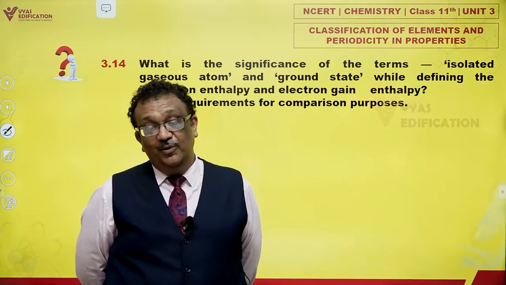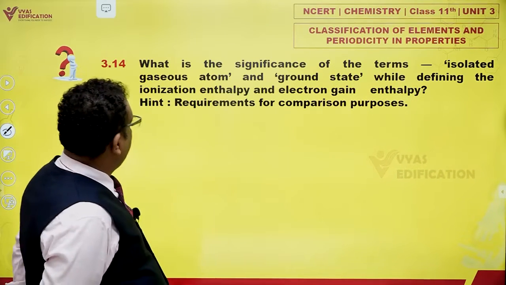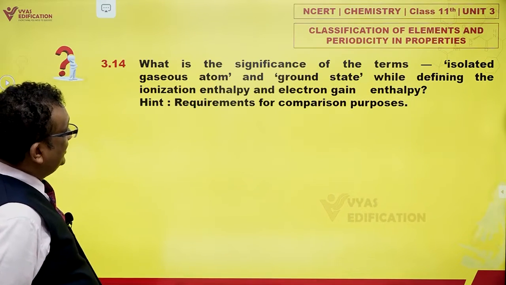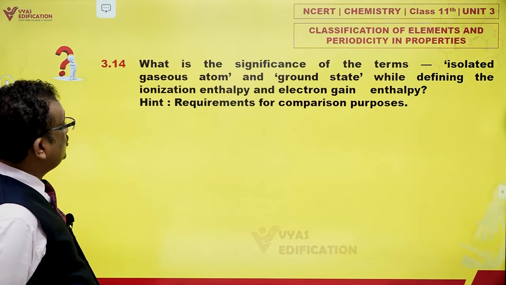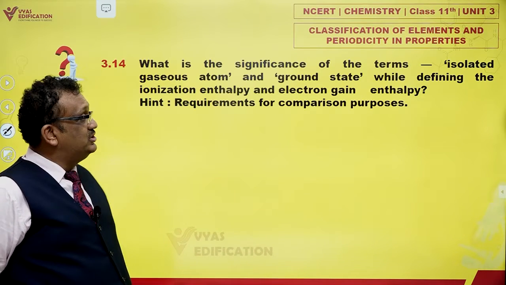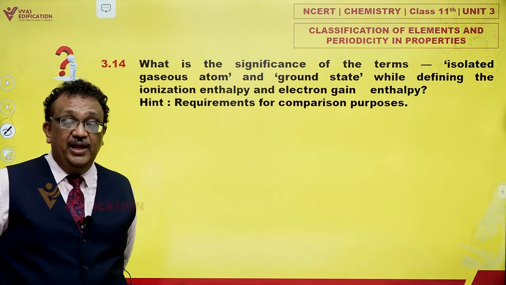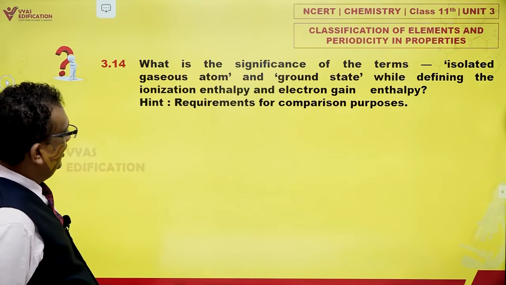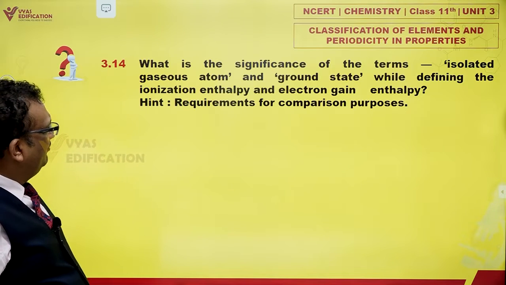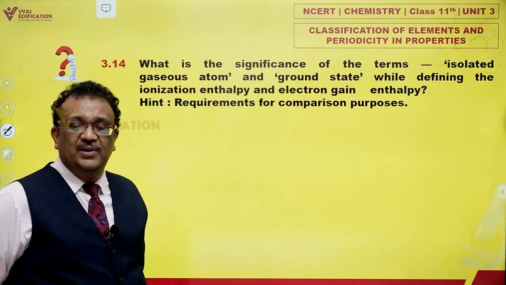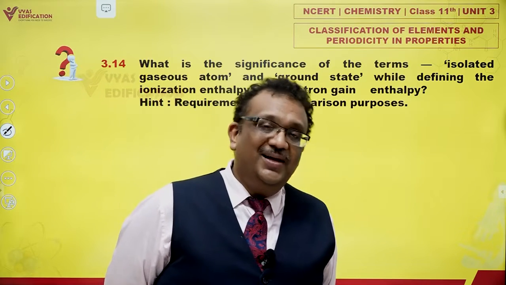The 14th is a very valuable theoretical question. It says, what is the significance of the terms isolated gaseous atom and ground state while defining ionization enthalpy and electron gain enthalpy? And there is some hint also given. First of all, what is ionization energy?